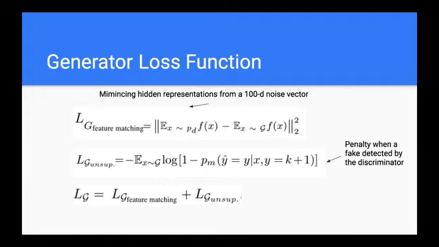And the generator will have a 100-dimensional noise vector that is randomly generated. Then after this generator neural network, you will have the fake hidden representation of this fake data. And the loss function is trying to encourage this fake hidden representation. This is a real hidden representation. This is a fake hidden representation. It basically wants the fake hidden representation to be as similar to the real hidden representation as possible.